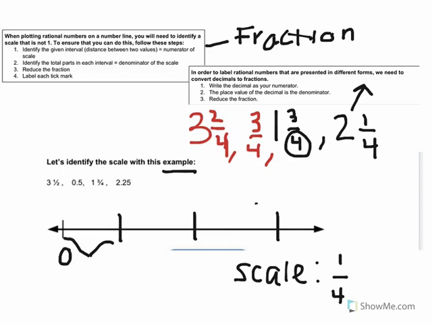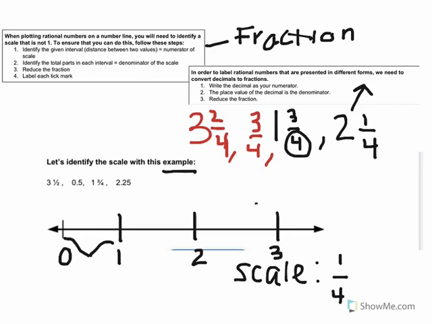The way that I'm going to do this is count it by fourths in between my whole numbers. So I already know that my whole numbers are going to be 1, 2, and 3 because those are the whole numbers that we can see in our rational number list. And I know that I'm going to have to make tick marks between these whole numbers into fourths.